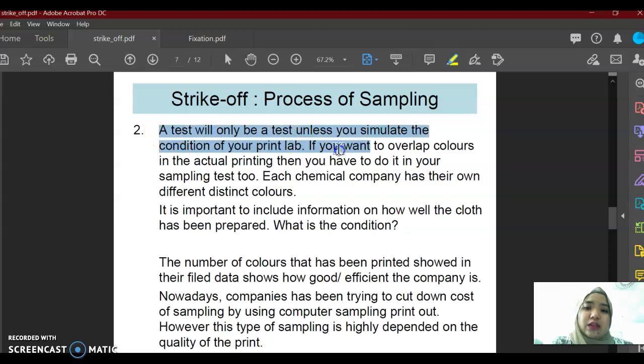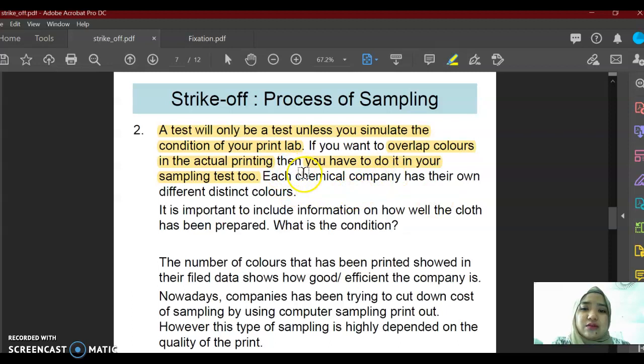A test will be only a test if you stimulate it in your print lab. They have to test everything inside the print lab before they do an actual print. Anda kata macam dia kata dia overlap the colours during actual printing, dan dalam lab tu dia dah kena buat dah. So you have that sample that what's going to happen if you overlap the colours.